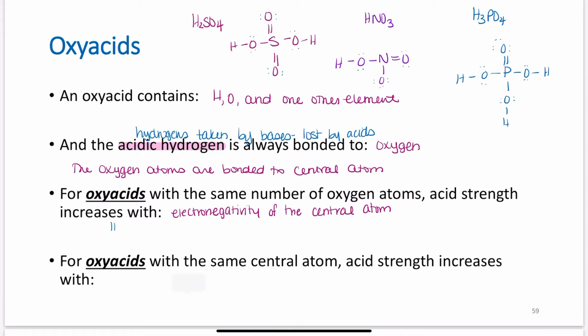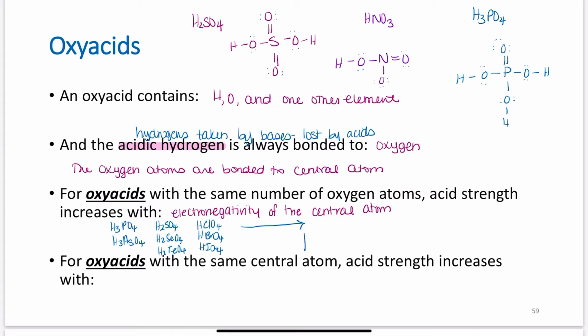So, H3PO4, H3AsO4, H2SO4, H2SeO4, H2TeO4, HClO4, HBrO4, HIO4.